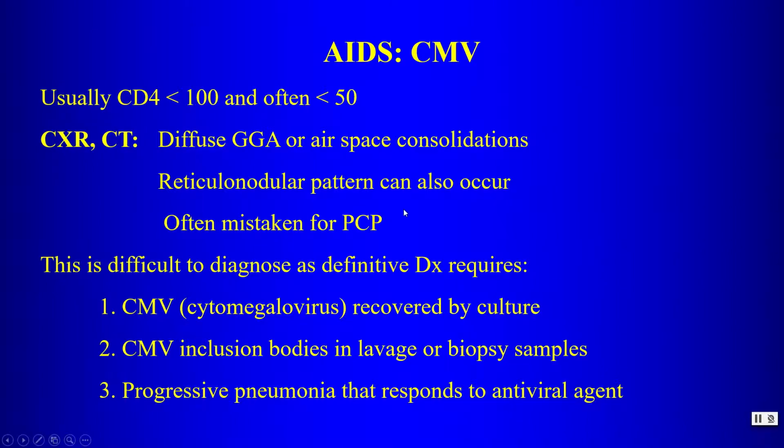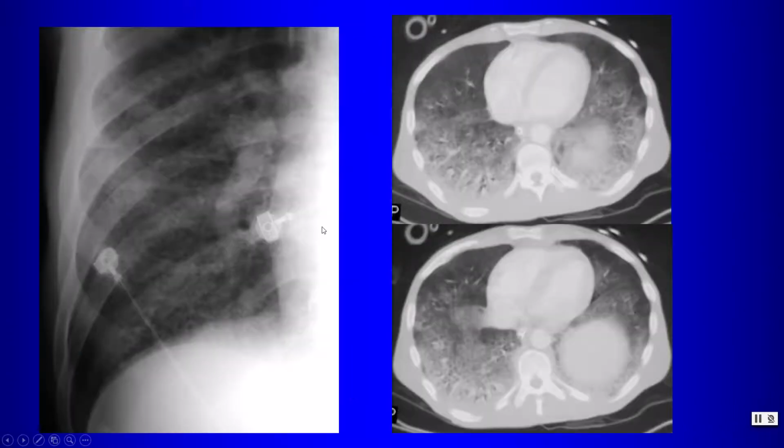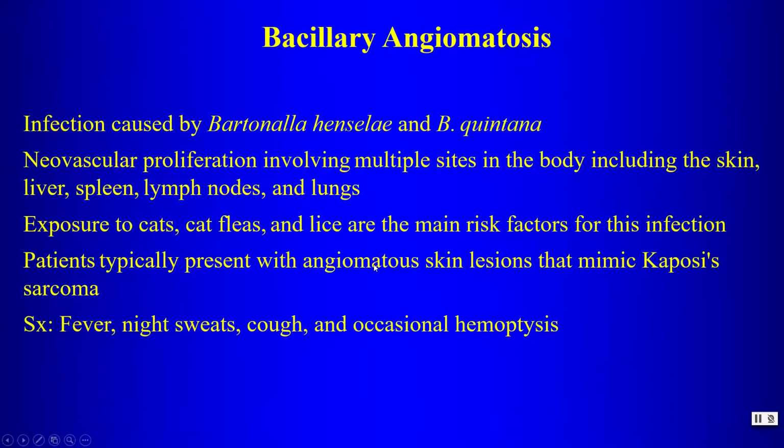So often these patients have infection with more than one pathogen if they have CMV pneumonia. But it can manifest as diffuse ground glass opacity, as we see in this particular example. Again, nowadays, of course, COVID could also appear like this in patients with AIDS.